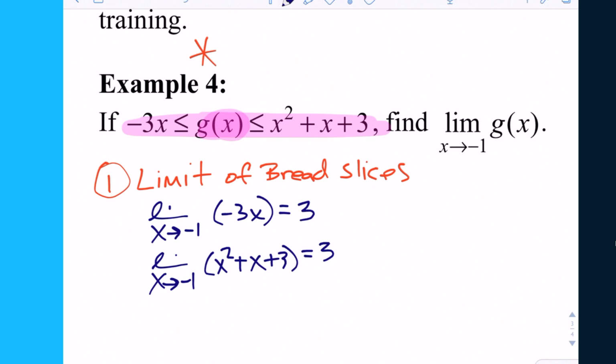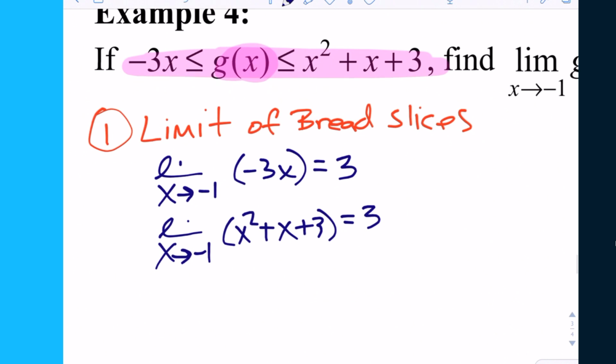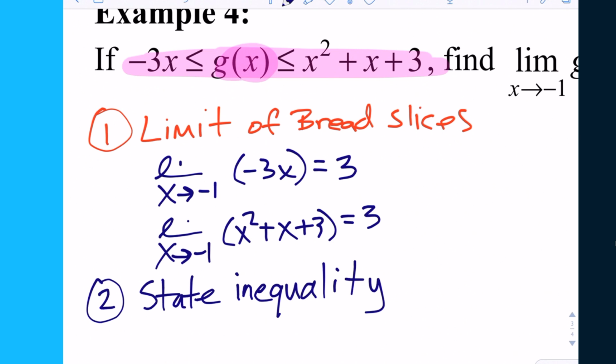Well, that means we keep going. Because what this means is the top function and the bottom function are squeezed through the point -1, 3. So we know it's going to work. The inequality itself is important. So now we're going to state the inequality. And it almost seems like it's unneeded because it was given, but they could have given you all kinds of information.